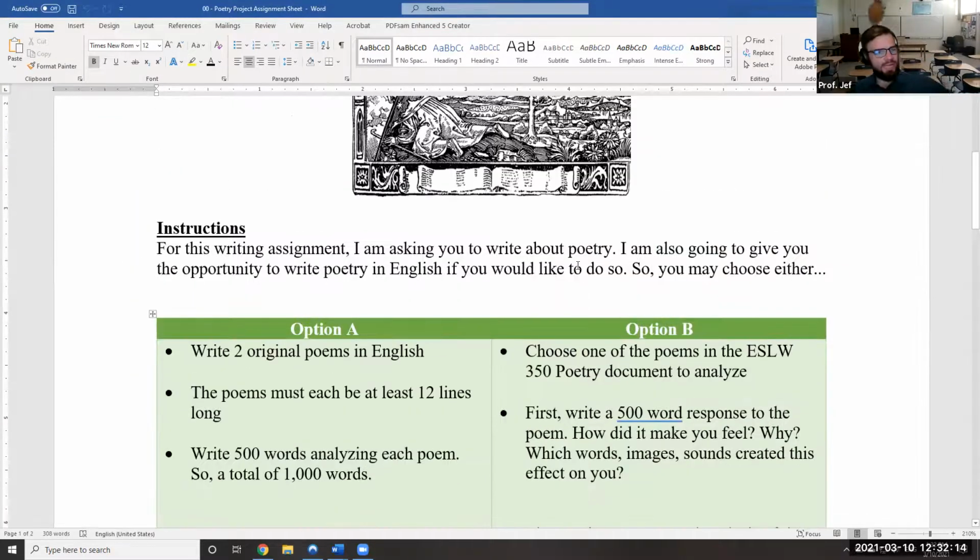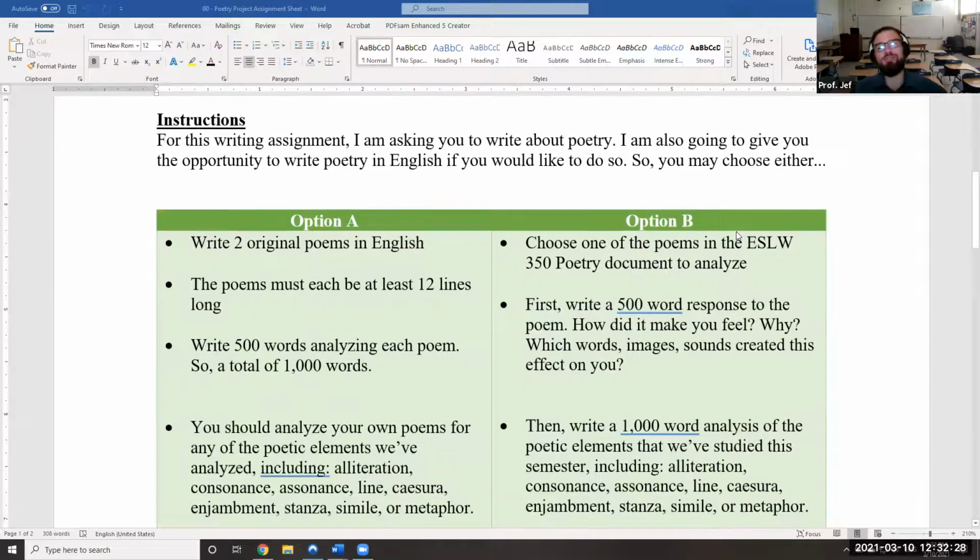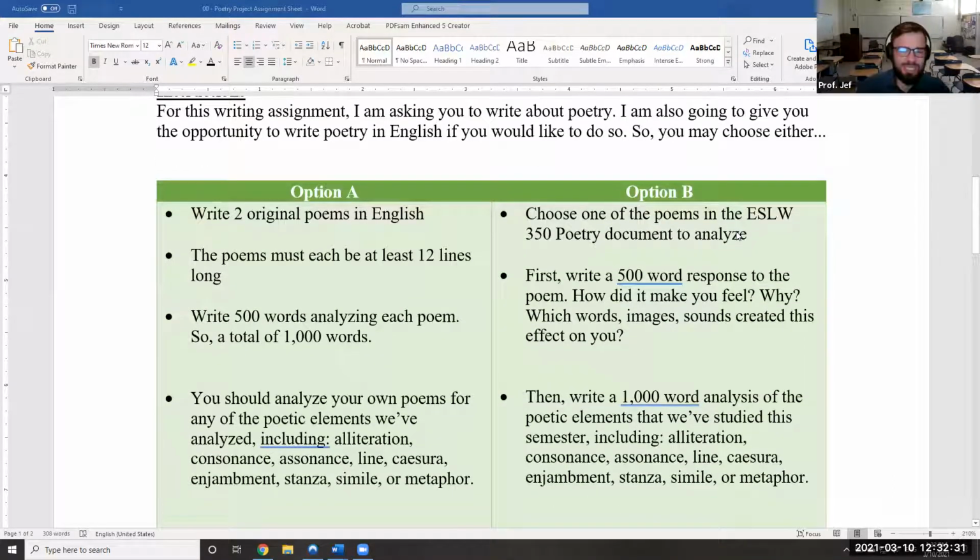For this writing assignment, I'm asking you to write about poetry. I am also going to give you the opportunity to write poetry in English if you would like to do so. I forget, someone asked, I think last week, are we going to have to write poetry? You can choose to. Because I'm giving you choice here, you've got 2 ways to do this. Option A, option B, okay?